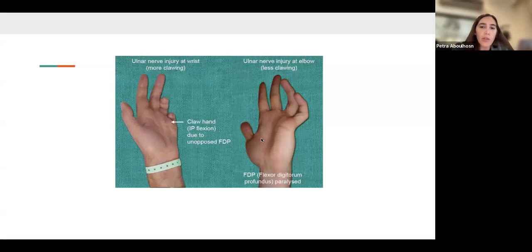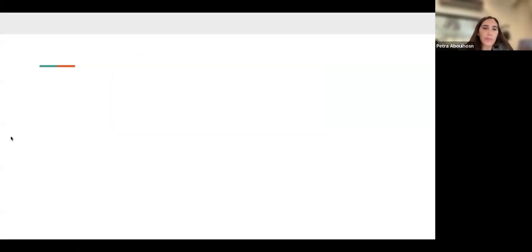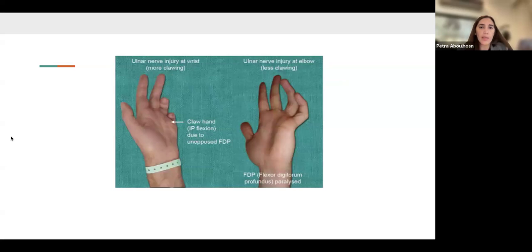However, if you have an injury of the ulnar at the elbow, you don't see much of this clawing. Why? Because you also have weakness of the flexor digitorum profundus. So that's why you don't see much of the clawing, but they're basically both presentations of ulnar neuropathy. And this is what we would see at the arcade of Struthers, this type of clawing.